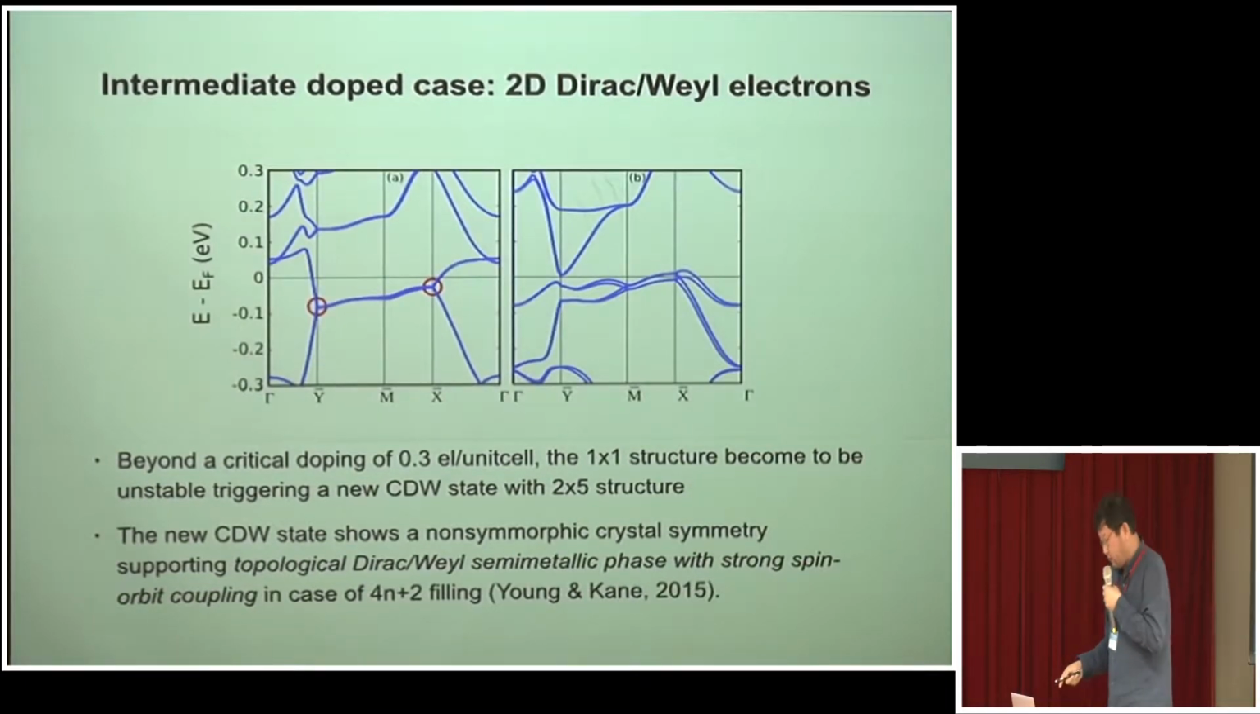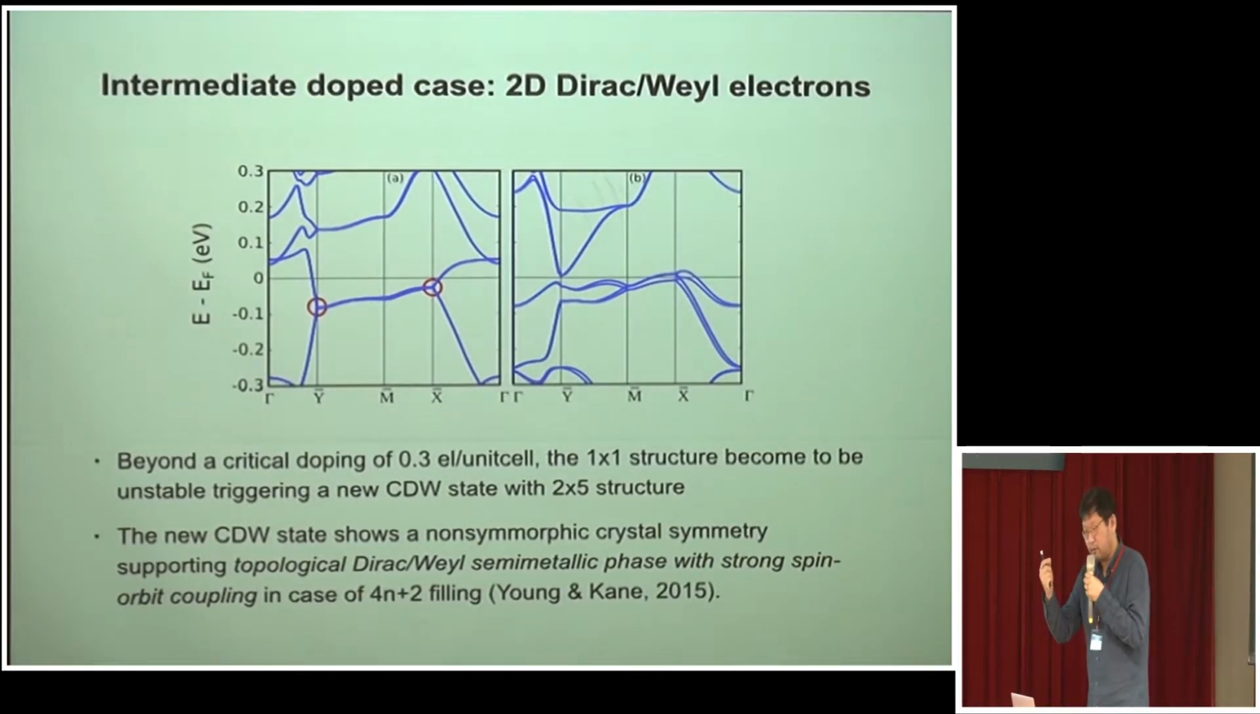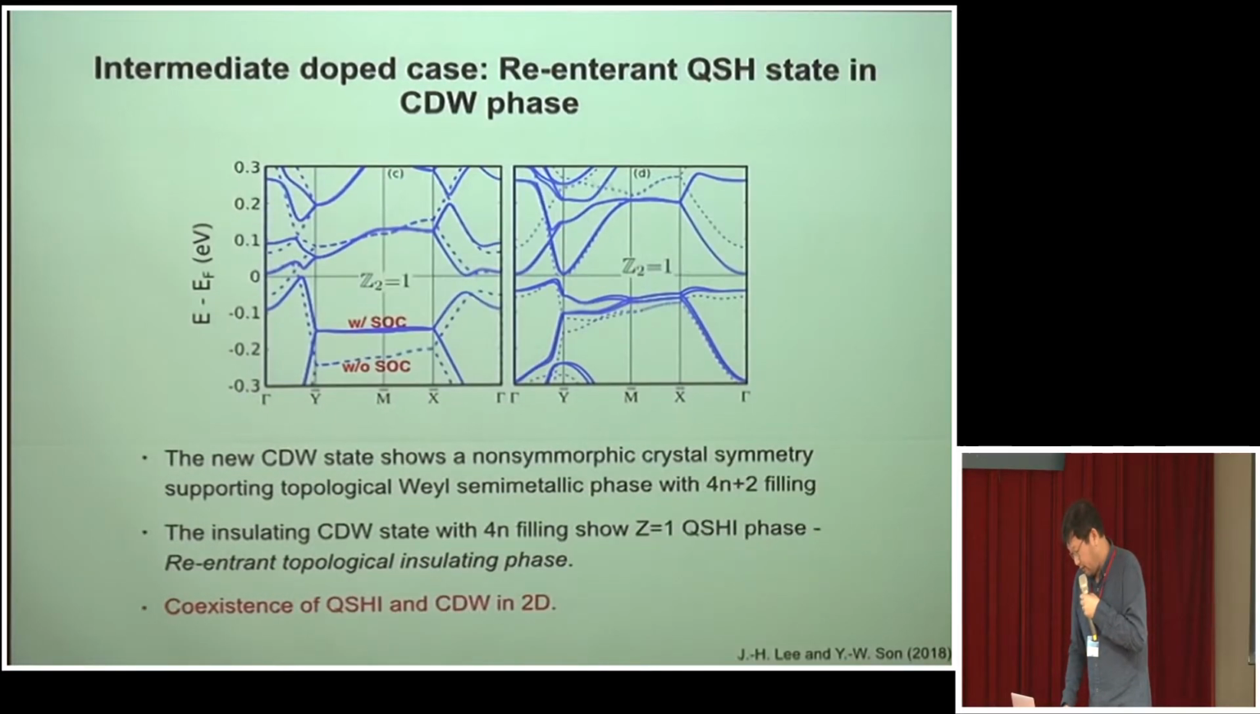So indeed, we found that when you have a metallic CDW, with the CDW gaps opening only here, you can see this kind of hourglass-type Dirac point. So this is the CDW-induced non-symmorphic crystal structure supporting the topological Dirac phase. Then if you go further, to the fully filled CDW phase, you recover the insulating commensurate CDW.